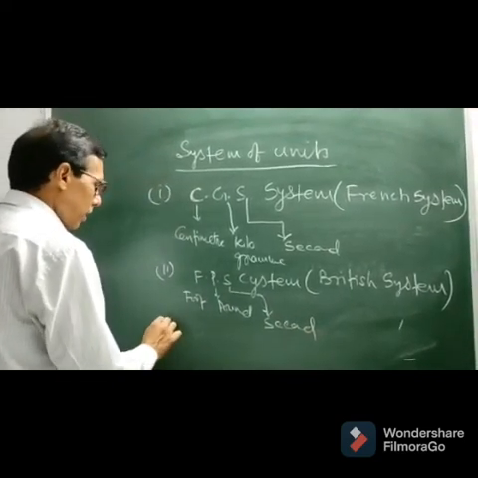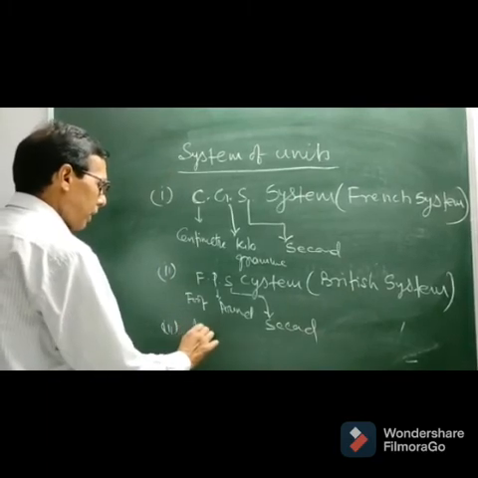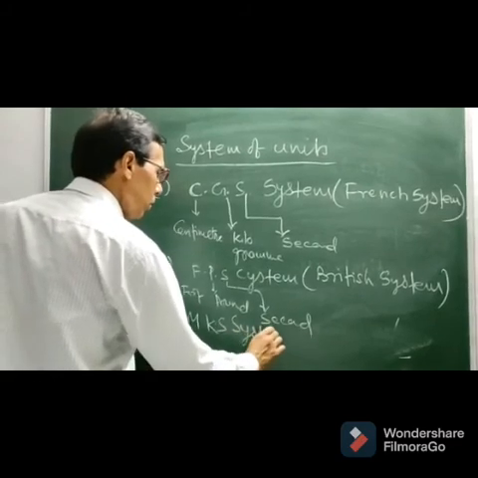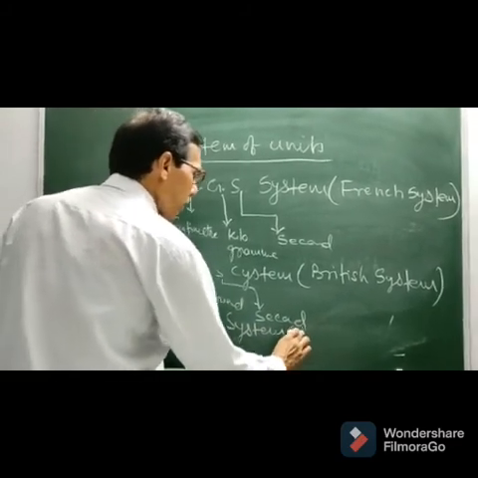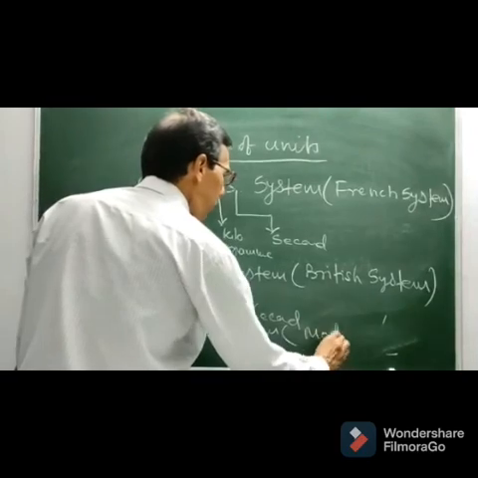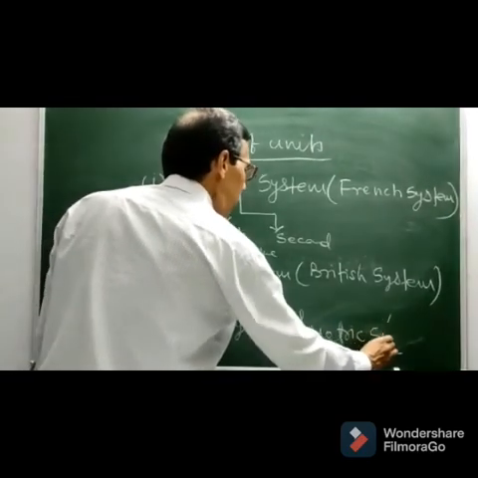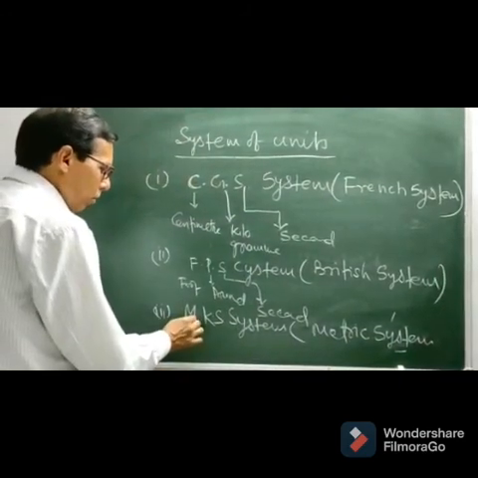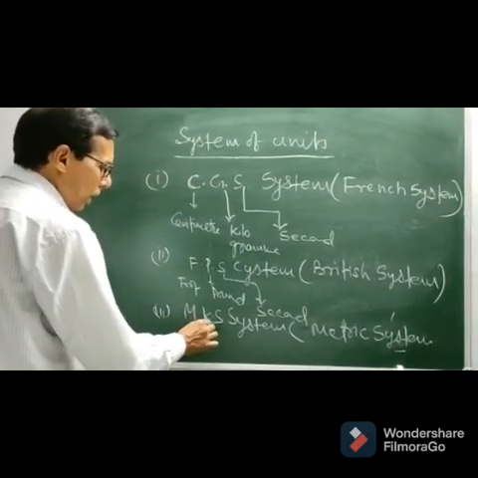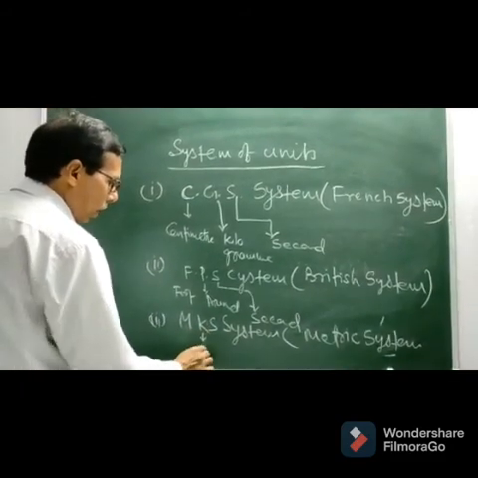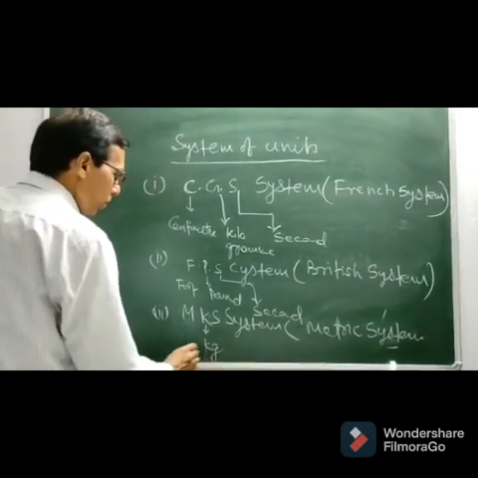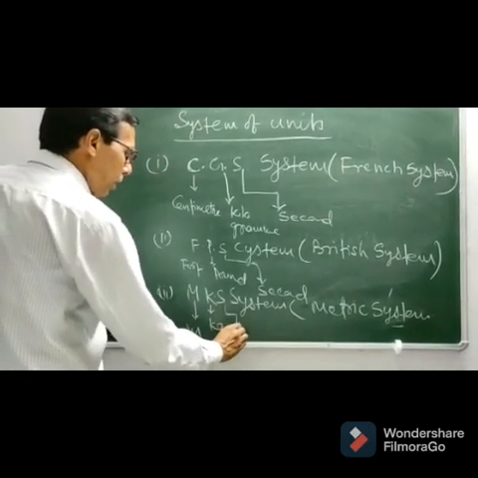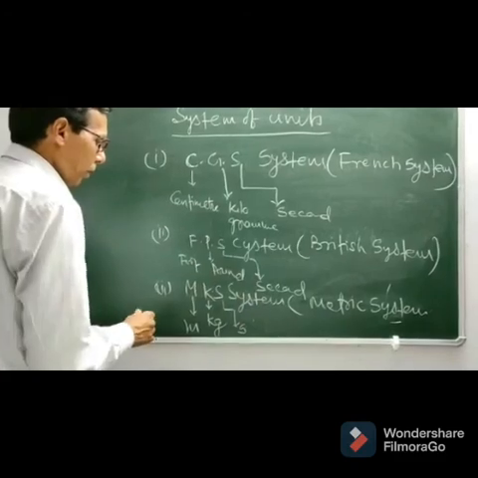And third one is MKS system. It is known as metric system. In MKS system, mass is measured in kilogram, length is measured in meter and time is measured in second.